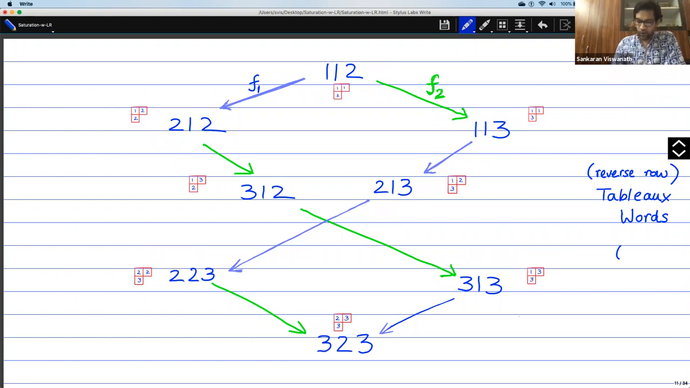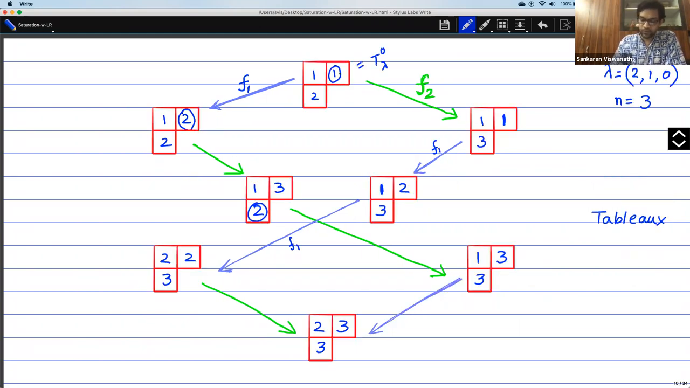Okay. So how do I get these words themselves from the tableau? I'm supposed to read the tableau as follows: from right to left and top to bottom. So this is the rule. Let's look through all of them. When I read the superstandard guy from right to left, top to bottom, I get 112. And when I read this fellow, it's 113. Let's do one more. This is 213.